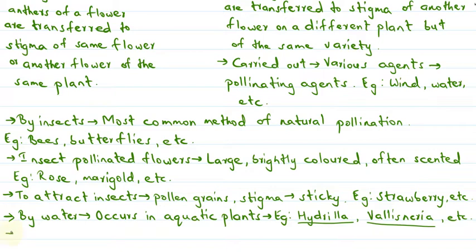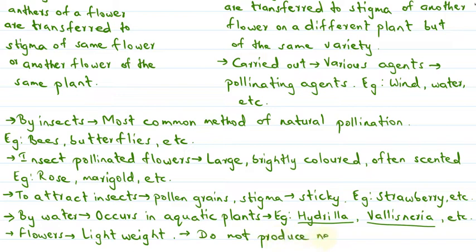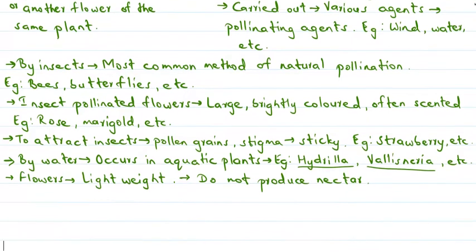So the flowers that are pollinated by water are lightweight. Why are they lightweight? Because this helps them to easily float on the water surface, and these flowers do not produce nectar. Okay, so these are the characteristics of the flowers which are pollinated by means of water.